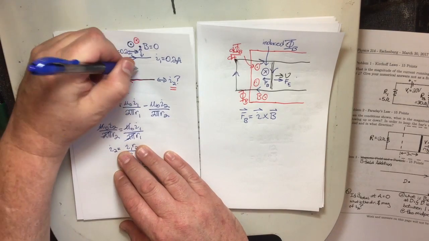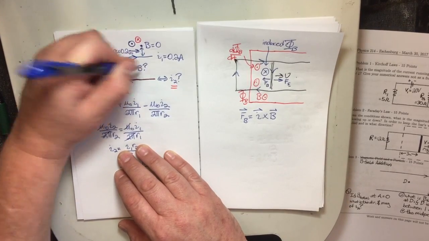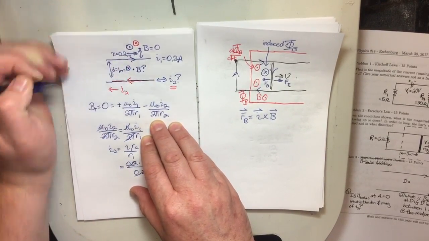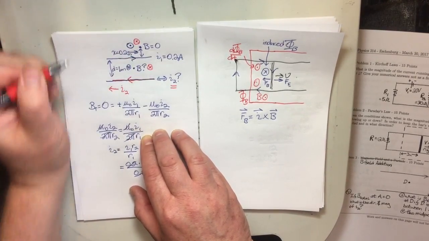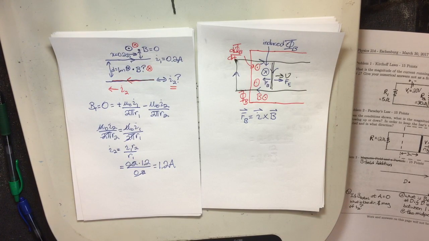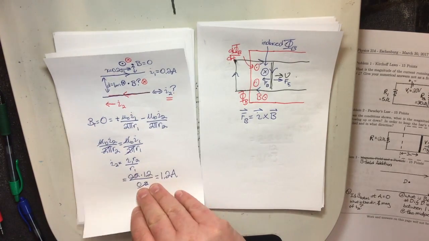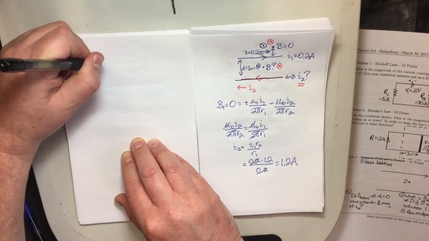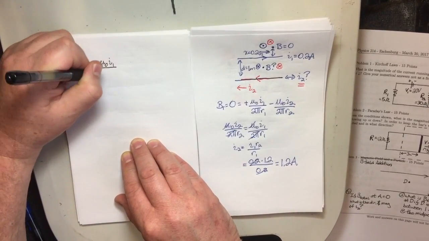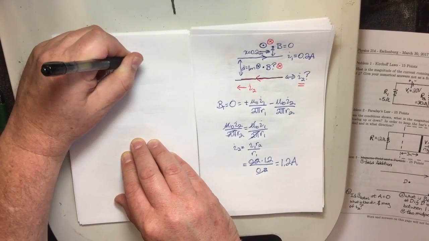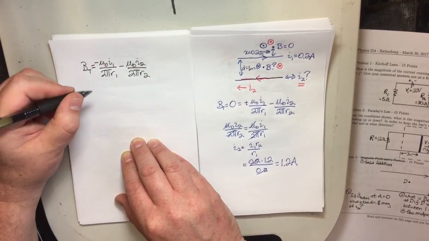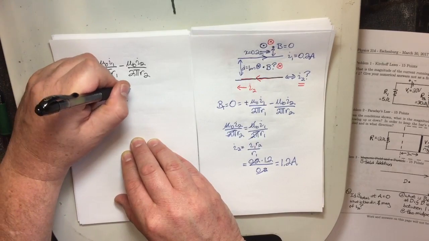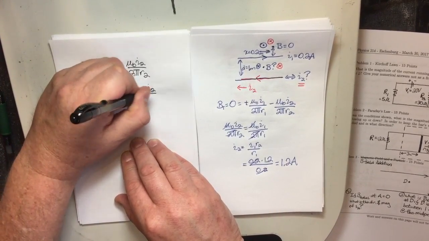The last part is I want to know what is the B field at the midpoint and in what direction. The upper wire produces the magnetic flux that is into the page. The red wire produces magnetic flux that is into the page as well. Use right hand rule or wrap rule. For this, the B total is minus mu naught I1 over 2 pi R1 minus mu naught I2 over 2 pi R2. This becomes minus mu naught over 2 pi times I1 over R1 plus I2 over R2.